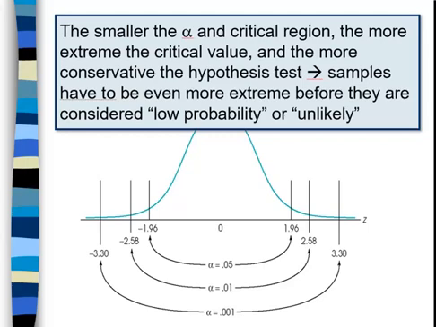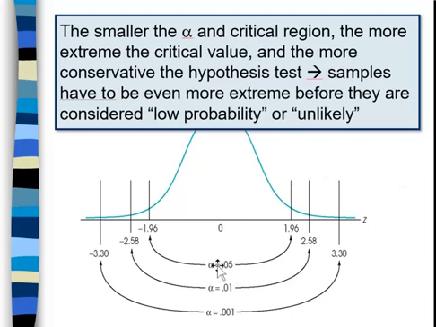So there's some things that affect your likelihood of rejecting the null. So, for example, the smaller the alpha, right, the smaller the critical region. And that would mean the more extreme the critical value and the more conservative your hypothesis test would be, right? So the smaller your alpha is, the more conservative your test is. And that means that samples have to be even more extreme before they're considered low probability or unlikely, right?